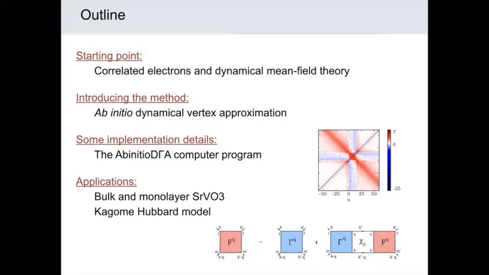And in the end, I will show some applications, so some results that were obtained for bulk and monolayer strontium vanadate and the Kagome Hubbard model with this AbinitioDΓA method.